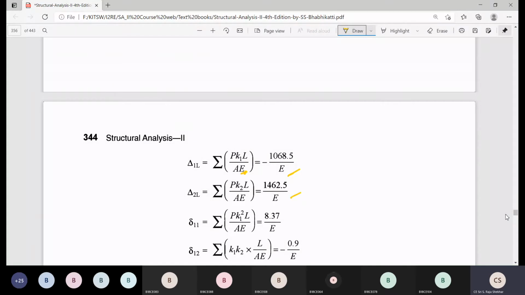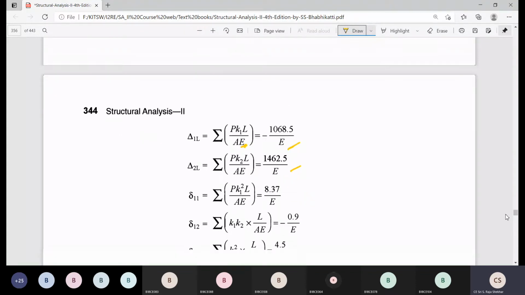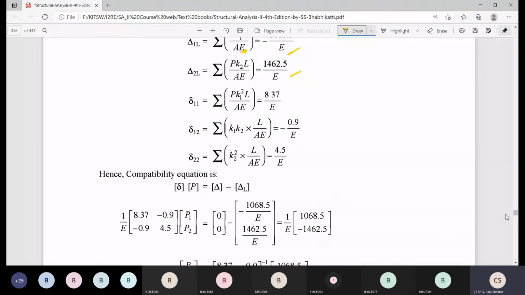Delta 2L is this. So now delta 11 will be equal to summation of PK1 square L by AE. Delta 12 will be equal to K1 K2 L by AE. Delta 22 is K2 square L by AE. So these are the terms. After that, just substitute in this equation.